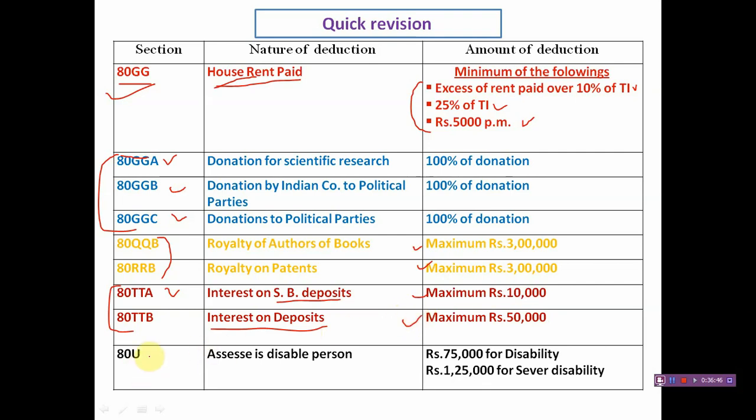And the last one, 80U, in case an assessee is a disabled person, the amount of deduction is 75,000 if the extent of disability is 40% or more but less than 80%, and rupees 1,25,000 for severe disability. Severe disability means the extent of disability is 80% or more.